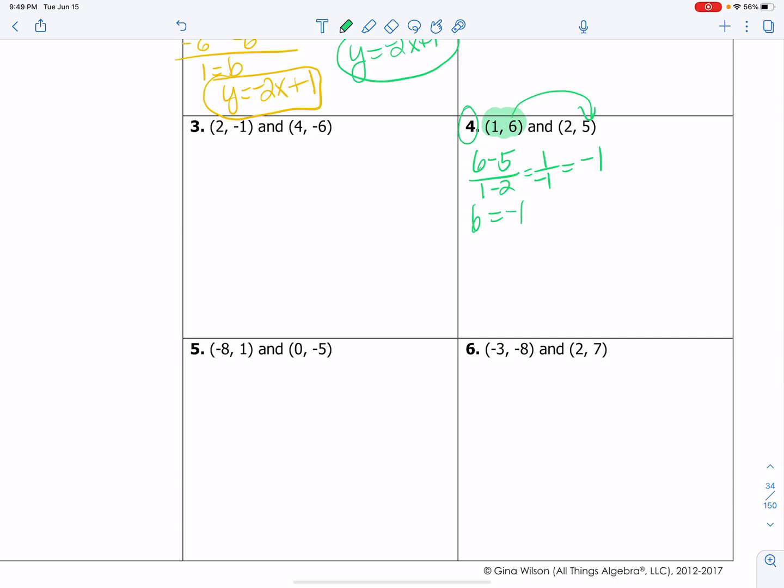Y equals mx plus b. So y equals negative 1 plus b. So I'm going to add 1 and add 1. And I get 7 equals b. So y equals negative 1x plus 7.